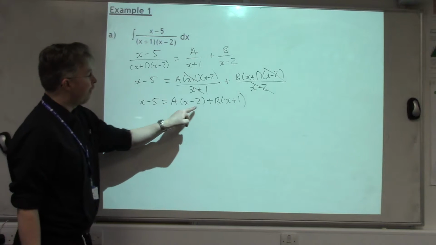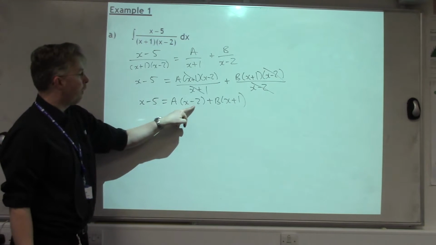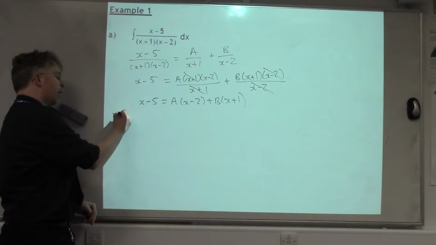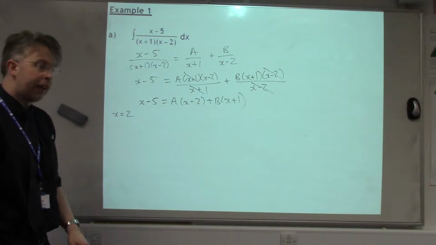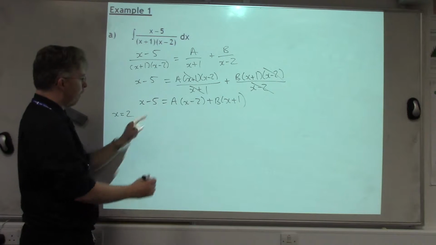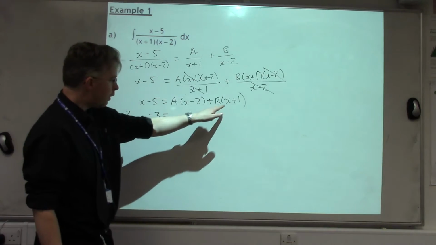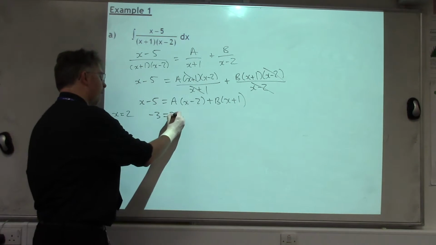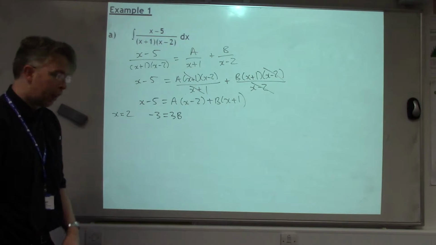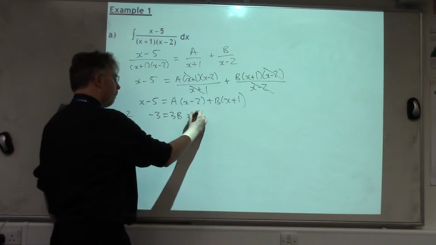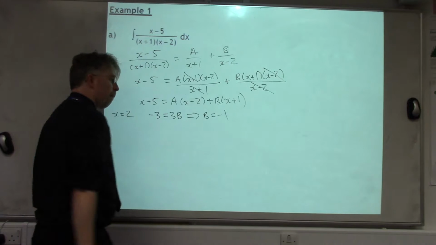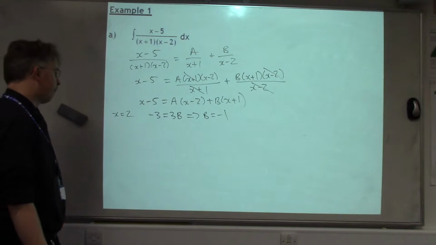So we choose x values that make these brackets 0. So x minus 2 equals 0 gives us x equals 2 as a convenient value. Stick that in. 2 minus 5 is minus 3. 2 minus 2 is 0, 2 plus 1 is 3, so we get 3B. Divide both sides by the 3, B is equal to minus 1.